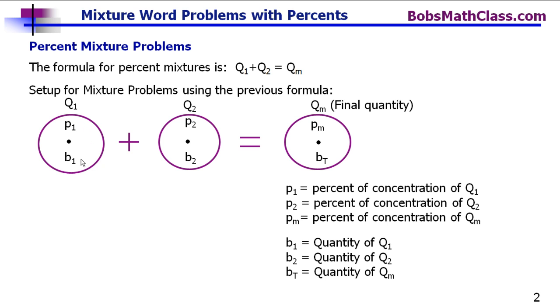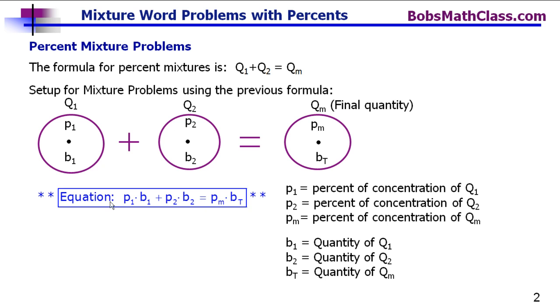So the percent times your base, remember what percent times base is, that's the amount. So it's the amount of Q1 plus the amount of Q2 is equal to the amount in your final quantity. So here's our equation, and this is important. You multiply these two, add them, and that equals the product of these two over here. Percents at the top, amounts at the bottom, multiply each, and it equals the last one.